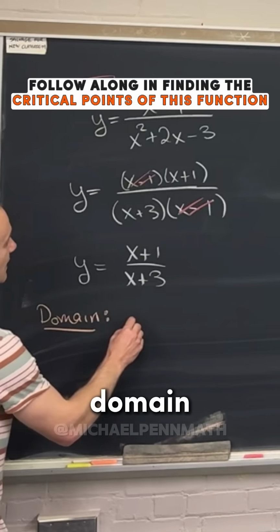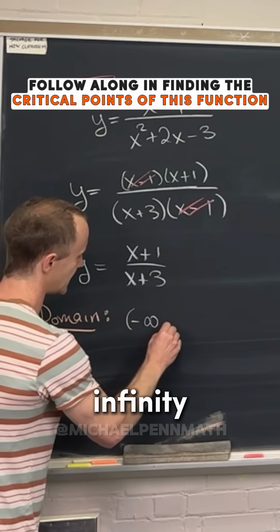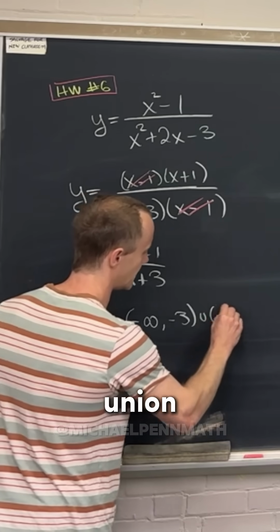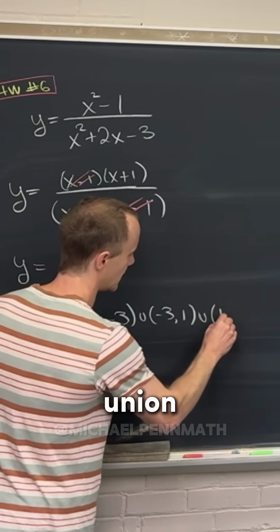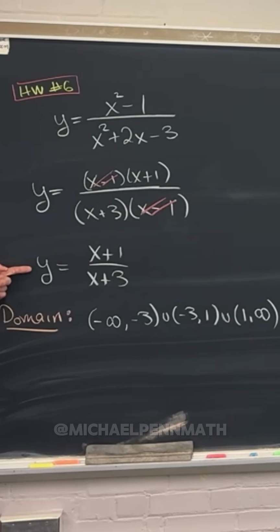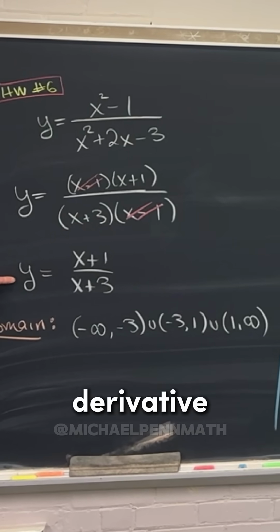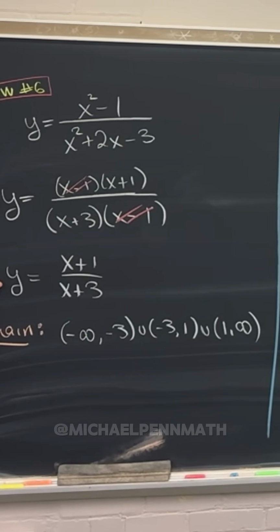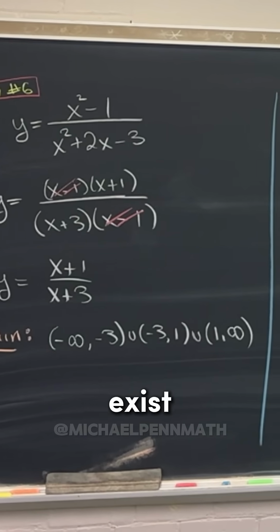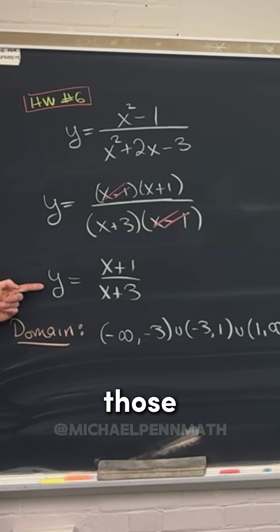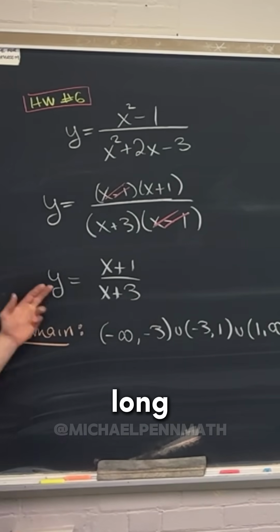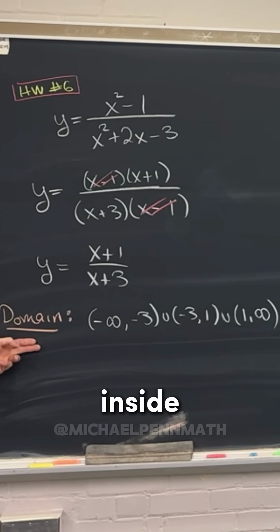Okay, so anyway, the domain, let's write it as minus infinity to minus 3 union minus 3 to 1 union 1 to infinity. Now we've got this function right here. We want to take its derivative and we want to know where the derivative is equal to 0 or when the derivative does not exist. And those will be our critical points, as long as those points are inside of the domain.